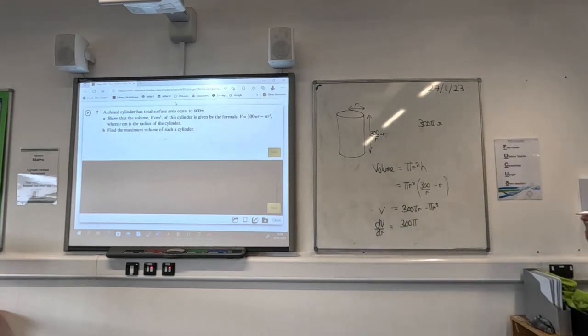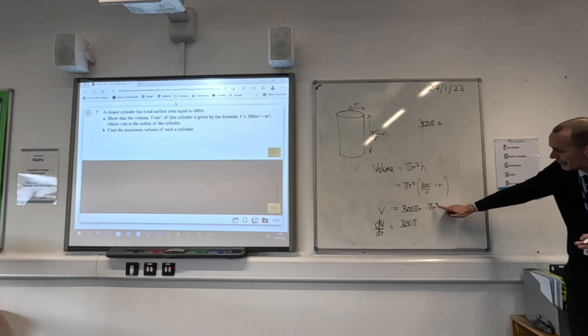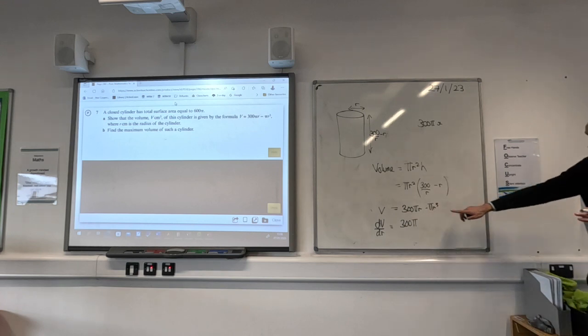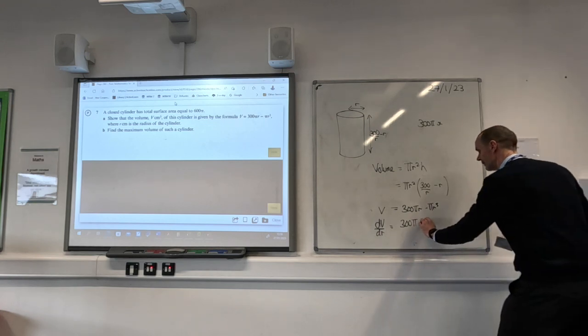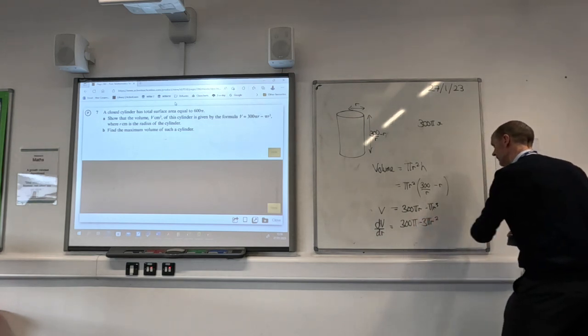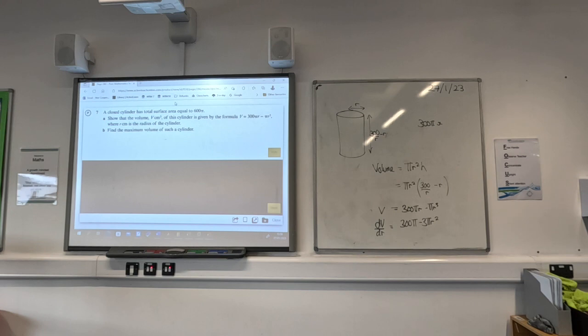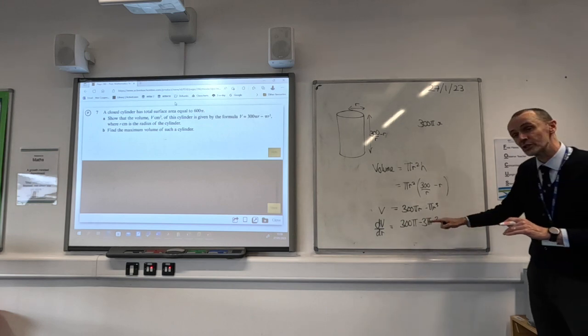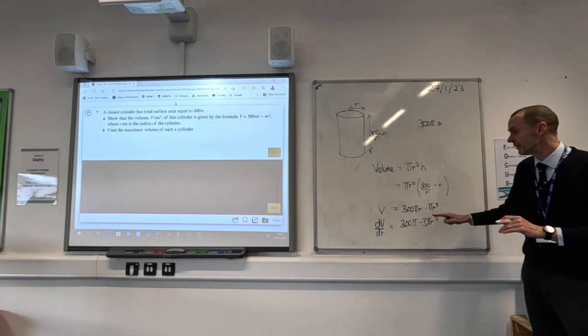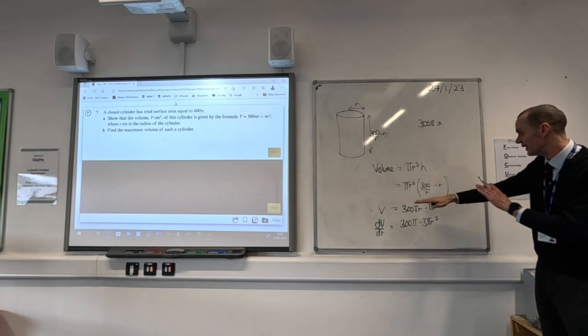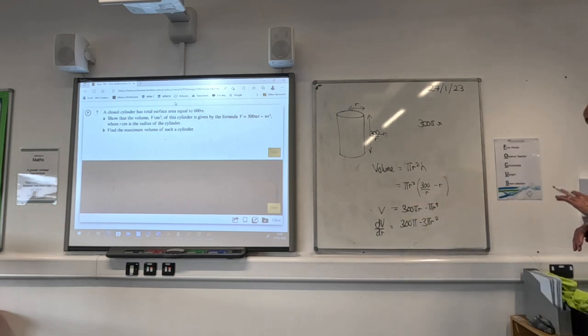300 pi, that's right. And Max, if I multiply by the power and reduce the power by 1, what's that term going to become? Minus 3 pi r squared. Fantastic. We want to know where that reaches a maximum, so we want to know the turning point for this formula for volume. So we're just going to ask, when does that equal 0?